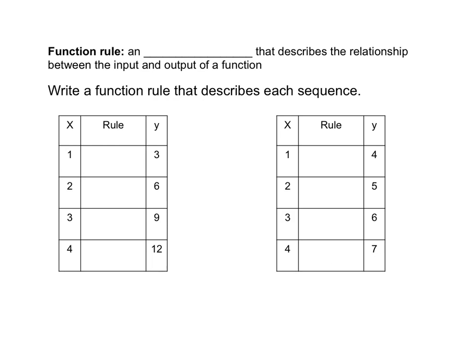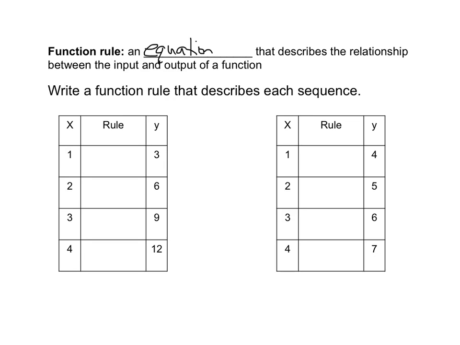Now they're also going to start asking for function rules. A function rule is an equation that describes the relationship between the input and output of a function, or the term number and the term. It's kind of like the shortcut. So we're going to write a function rule that describes each sequence. So basically what we're doing is we want to look at what can I do to x to get our y.